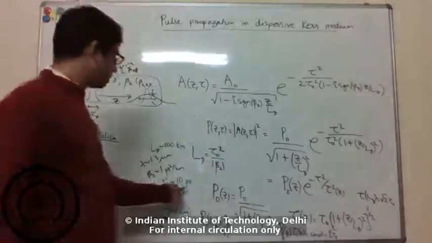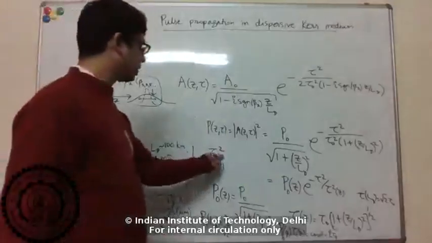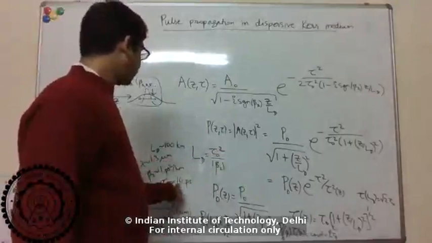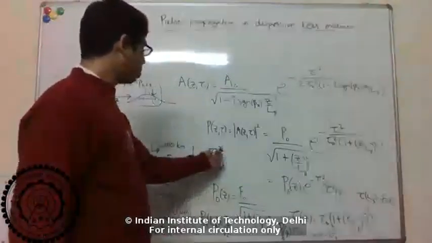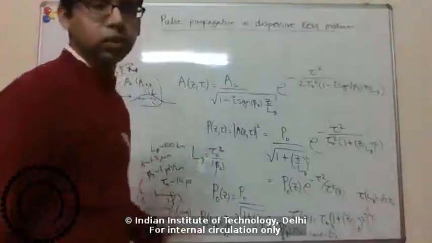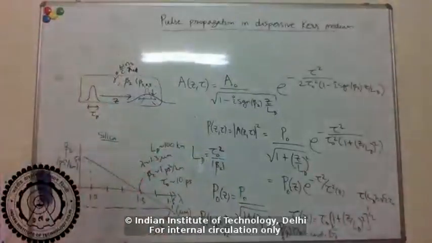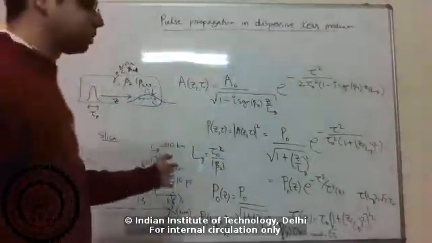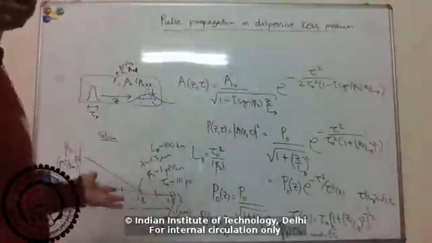And you saw how much difference the tau naught makes here, right? Because it goes as square. So an order of magnitude change in the pulse width will give me 2 orders change in LD. So as you go towards shorter pulses, the dispersion becomes really strong.